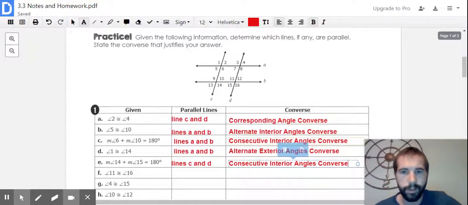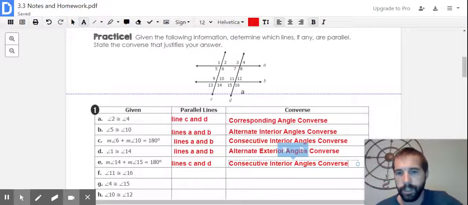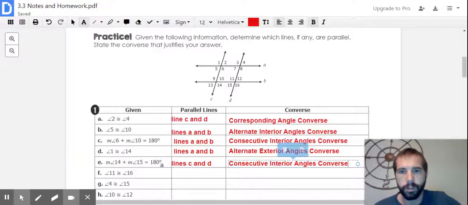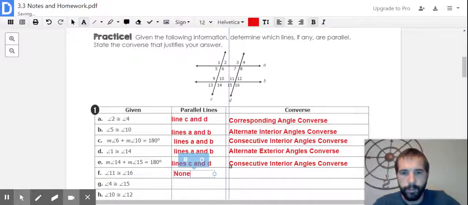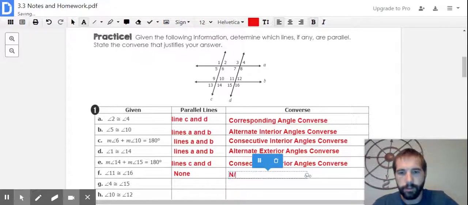So for this one, if 11 and 16 are congruent, well, 11 and 16 are vertical angles. They're always congruent to each other no matter what. So that wouldn't make anything parallel. So this would be none. And then there is no converse. I'm just going to put no answer, NA.